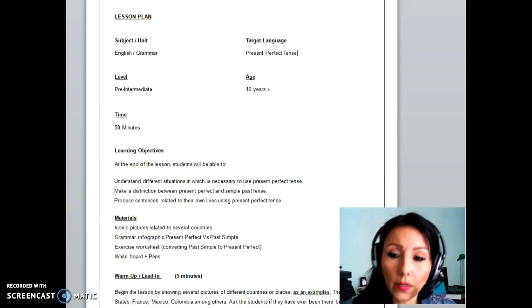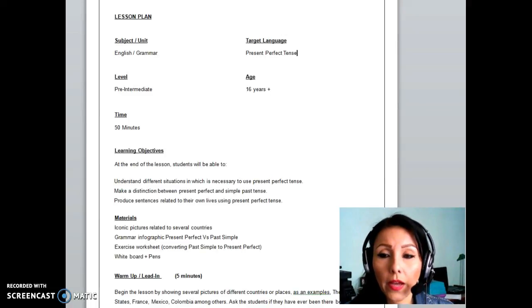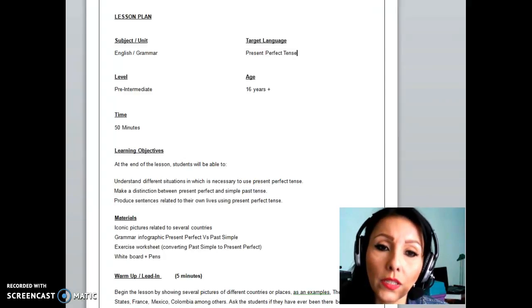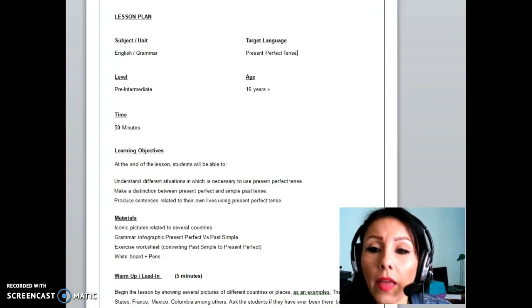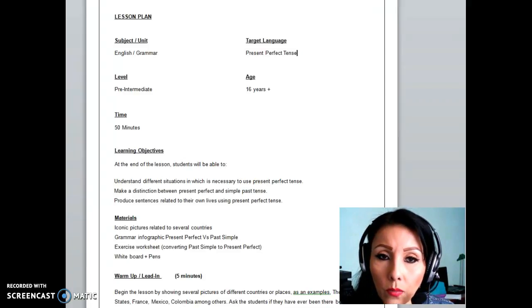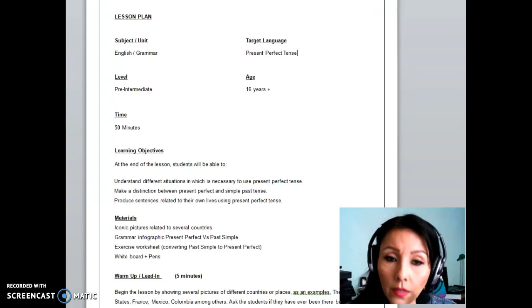Hi everyone, I am Rosa Maria Frade and today I'm going to show you my lesson plan to teach present perfect tense. The level I chose is pre-intermediate, for ages 16 years or more. I mean, this lesson plan is for adults. The time is about 50 minutes, more or less.